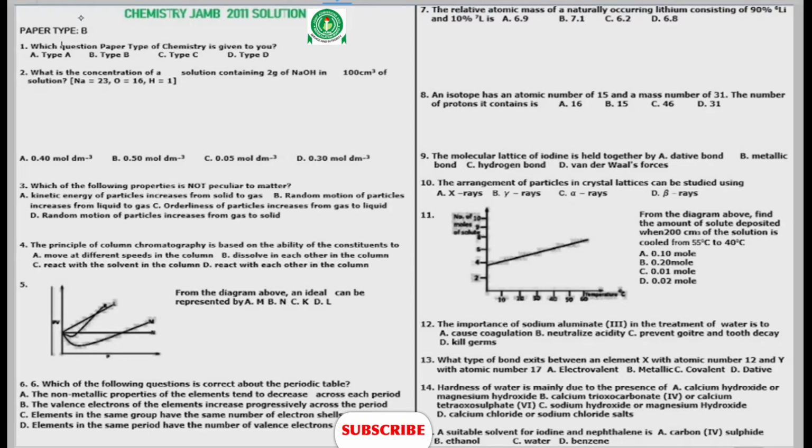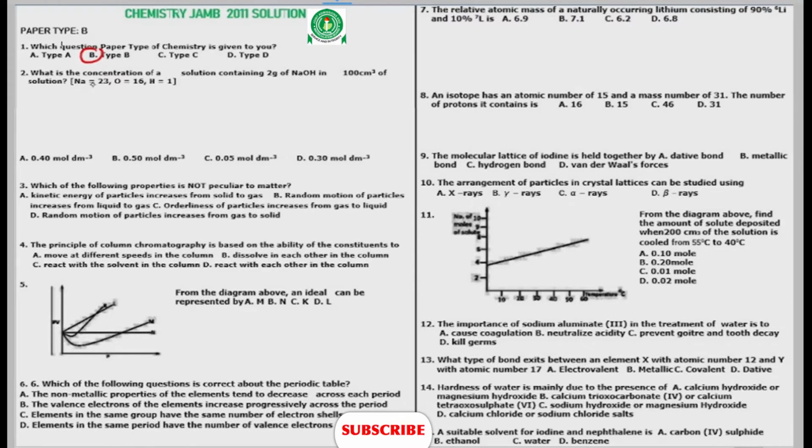Today I will be considering Chemistry JAMB 2021 solution. The paper type before us here is type B. The first question says, which question paper type of chemistry is given to you? As you can see here, we have type B. So the option here is type B. That's our answer.